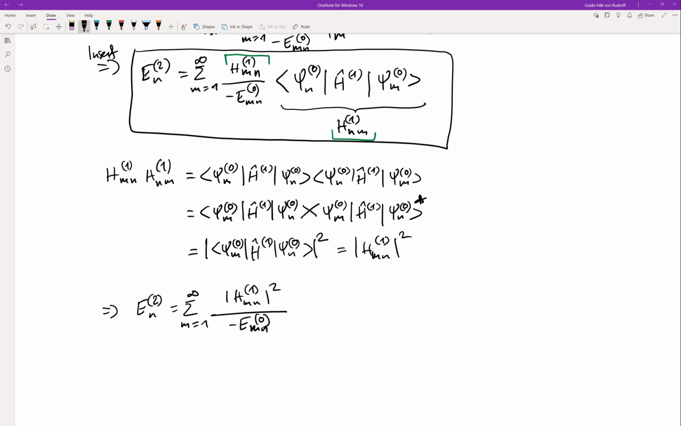Now this is crazy, because this is only a function of the unperturbed energies and the unperturbed wave functions. So this is a crucial result, because in principle this means that if you have your perturbation, if you have your unperturbed configuration, then all the information in principle is there.